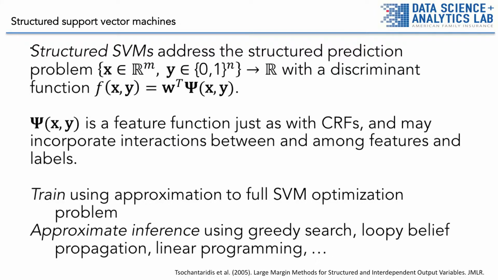Very similar to conditional random fields are structural SVMs, very similar in that they use these feature functions that operate between feature label pairs and pairs of labels that come from a factor graph. And again, there's some complexity in how to actually optimize these things.